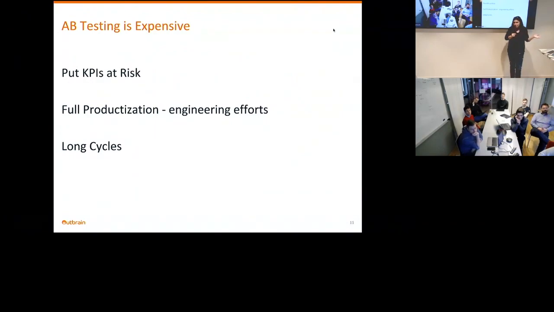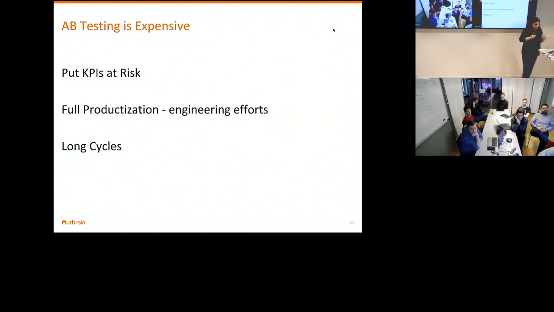But we have three problems with that. Okay, A/B testing is very expensive, and it's expensive on different levels. The first level is that we jeopardize our KPIs. Okay, we put in a model, and we don't know what's going to happen. We have KPIs, and we can get less money or less user engagement. So this is something we don't want to put at risk.